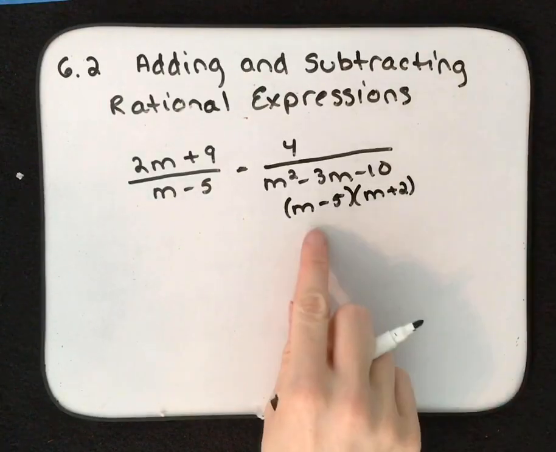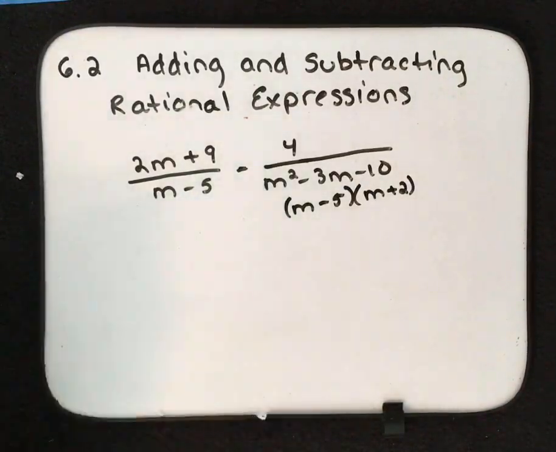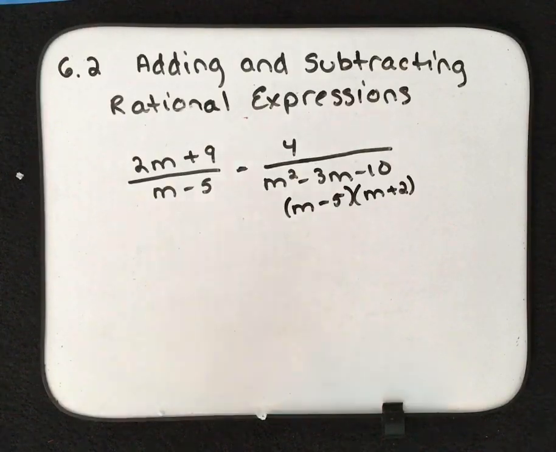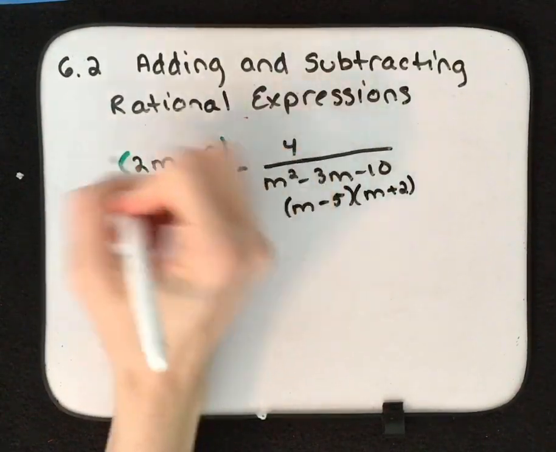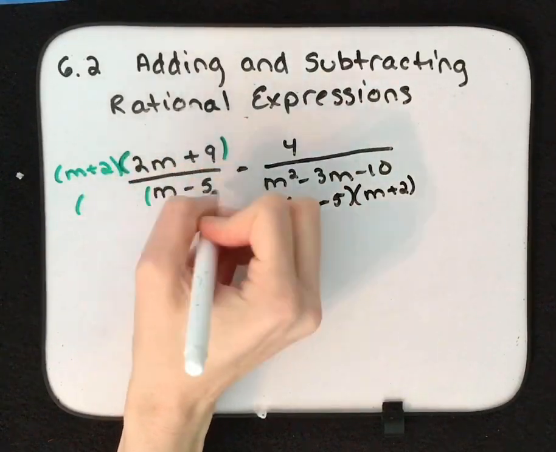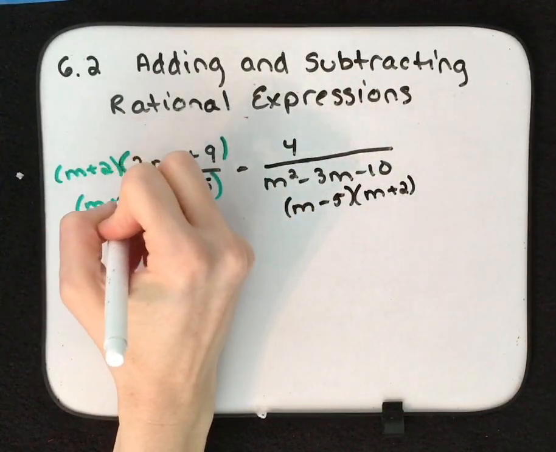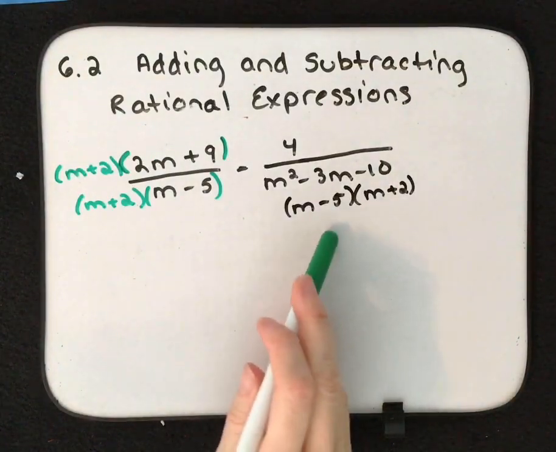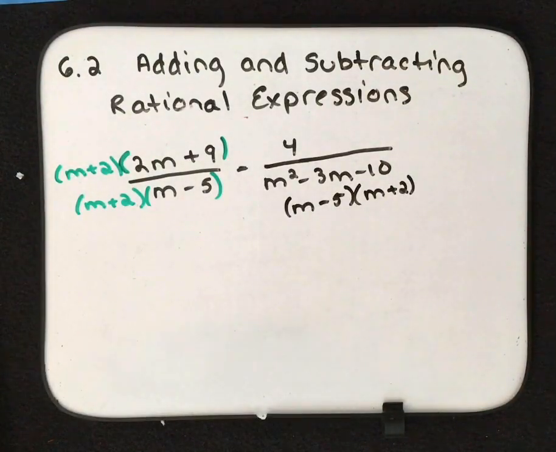There we go. Notice I have m minus 5, m minus 5. So the denominators are pretty similar. If I had an m plus 2 in this one, then I would have common denominators. So let's multiply this by m plus 2 and this by m plus 2. There we go. We already have the denominator here factored, so that's convenient. And now we can simplify in the numerator.